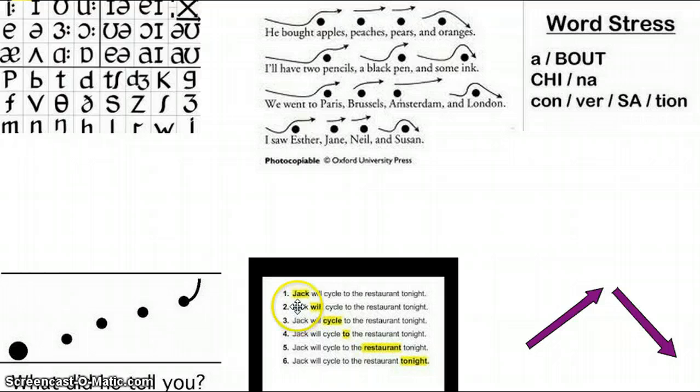Jack will cycle to the restaurant tonight. Jack will cycle to the restaurant tonight. Jack will cycle to the restaurant tonight.